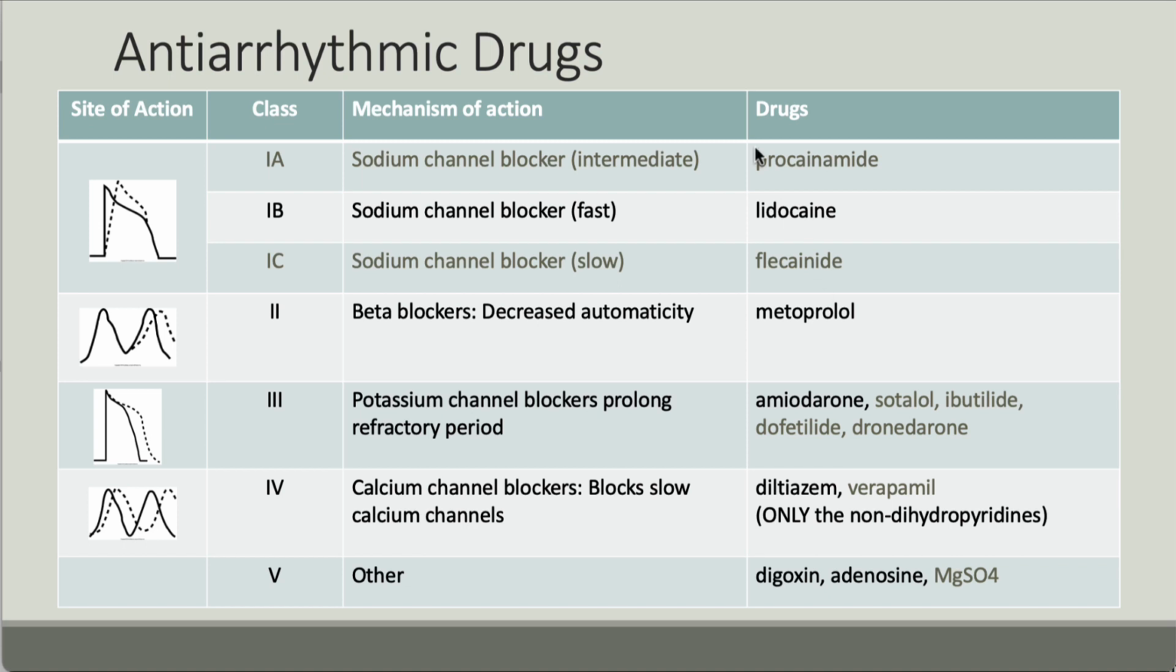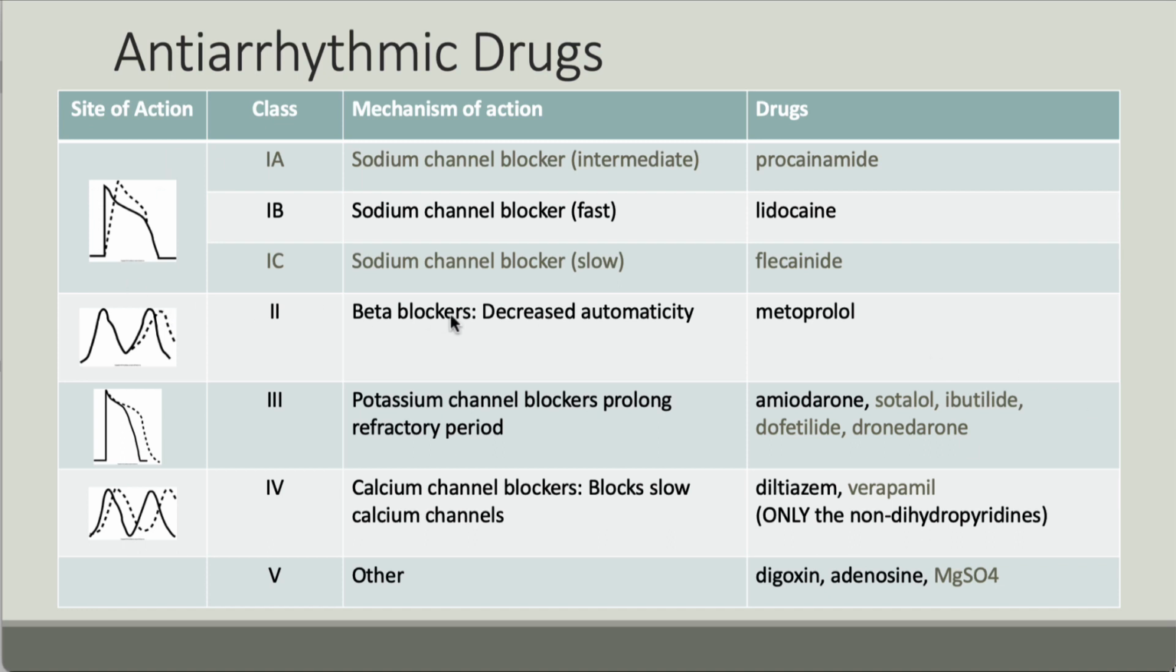So we have class 1 drugs up at the top that work by prolonging phase 0, right? The sodium influx. So these are sodium channel blockers. 1A is the intermediate ones, 1B is the fast sodium channel blockers, and 1C is the slow sodium channel blockers. The one that we're going to study is lidocaine. You may also see flecainide given. We rarely use the 1A agents anymore, like procainamide and quinidine and things like that. But lidocaine is the sodium channel blocker that you are accustomed or will be accustomed to using for patients who are coding.